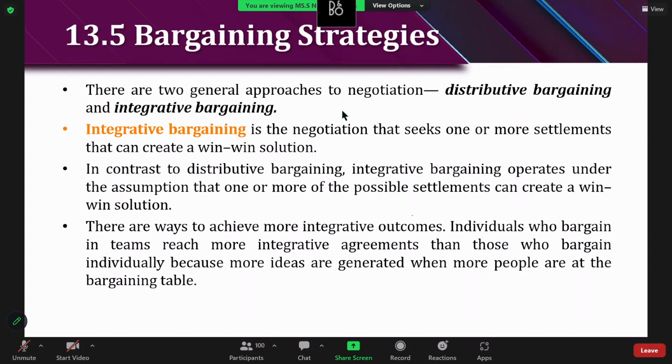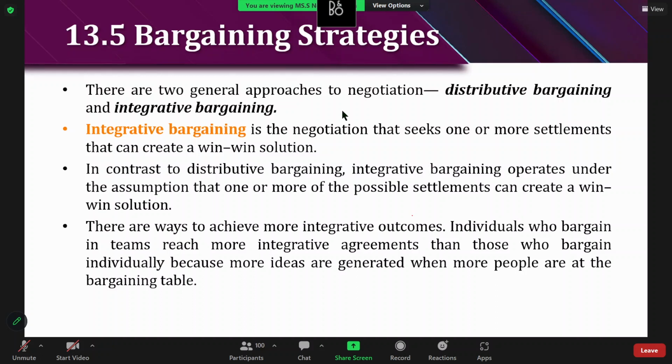In contrast to distributive bargaining, integrative bargaining operates under the assumption that one or more possible solutions or settlements can be created. So here people are not expecting just one solution. More than one possible settlement is there, which can lead to the win-win situation. So there are ways to achieve this integrative outcome.